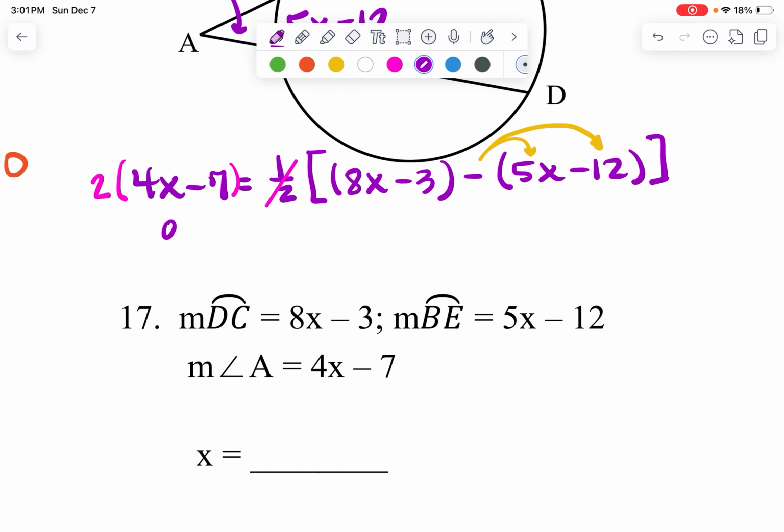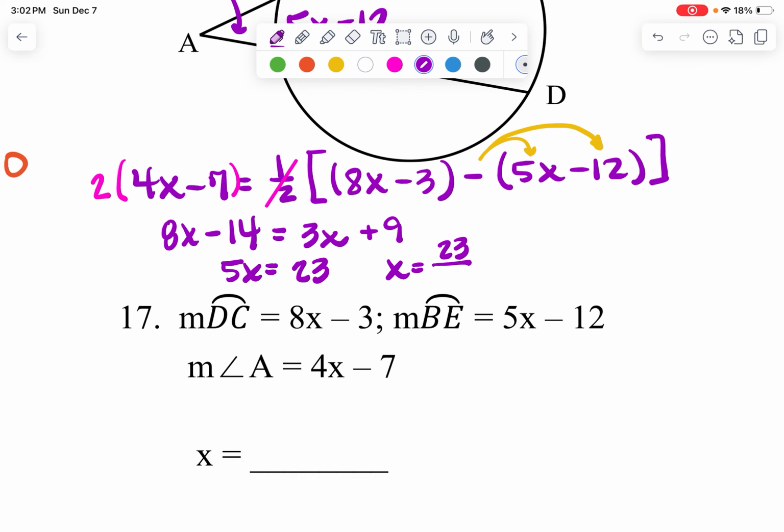So on the left, if I double everything on the left, I'm going to get 8x minus 14. And then on the right, I'm doing 8x minus 5x, which is 3x. And then I'm doing negative 3 minus negative 12, which is actually negative 3 plus 12. So I get plus 9 here, right? And then when I do my math, I'm going to get 5x equals 23. And when I divide by 5, I get 23/5, which you're more than welcome to leave like that. Or you can write it as 4.6, since it's a nice, pretty finite decimal.